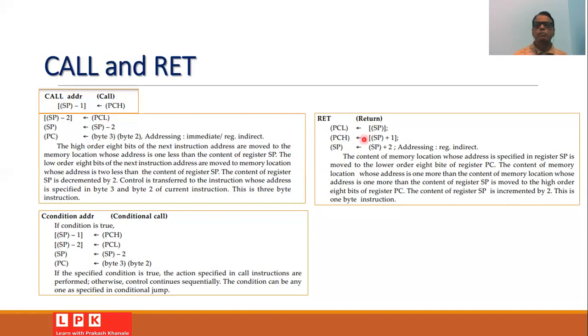Then the content of the memory location whose address is one more than the content of SP is moved to the higher order bits of PC, and then the content of the PC will be incremented by 2. So this is an instruction which you can say is a kind of opposite instruction to that of a call.